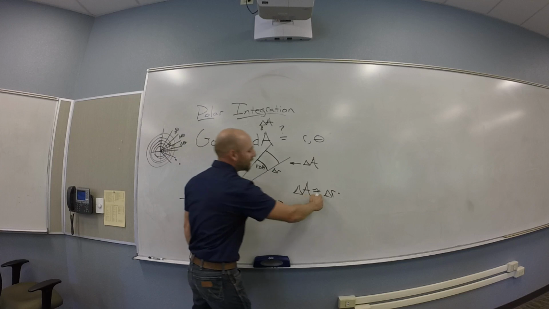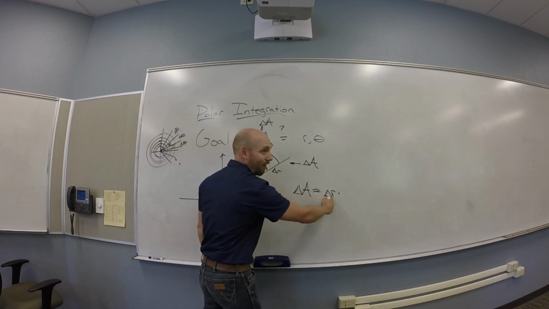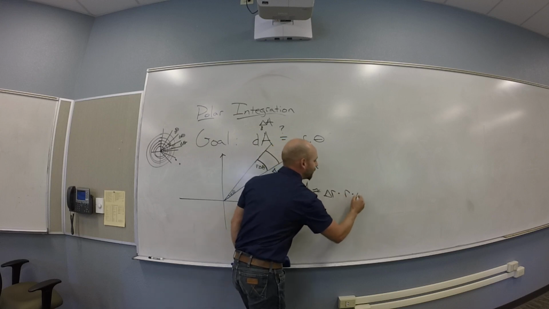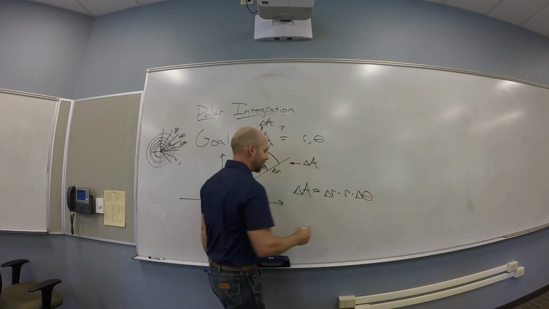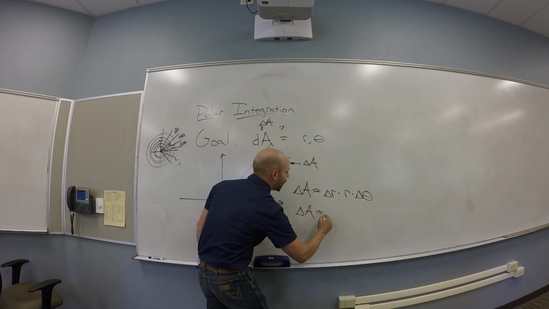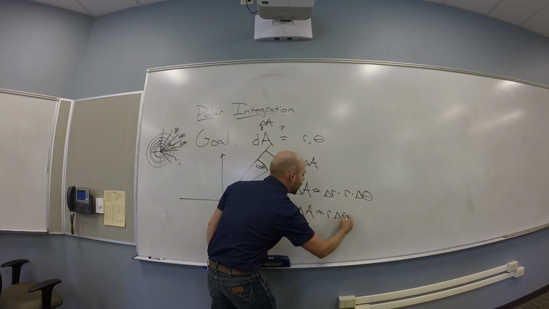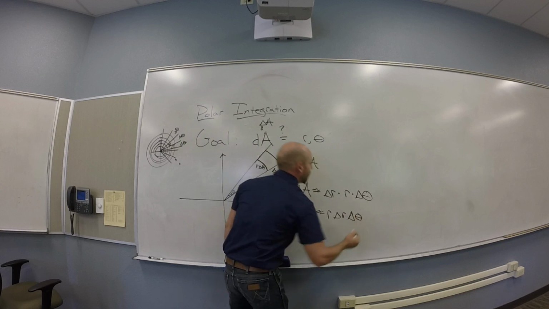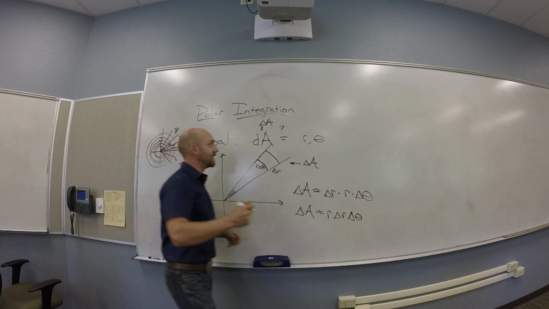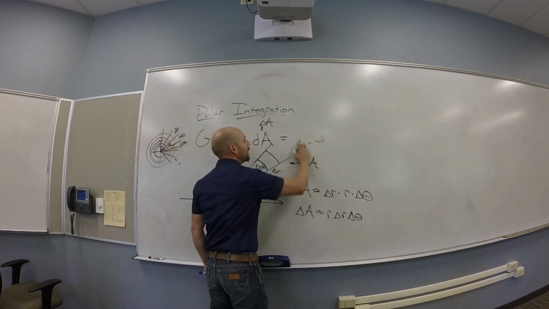So my change in area is about delta r times r delta theta. And of course that's inconvenient, so I'm going to rewrite that as change in area is about r delta r delta theta. And then as I take the limit, what's the area going to be?